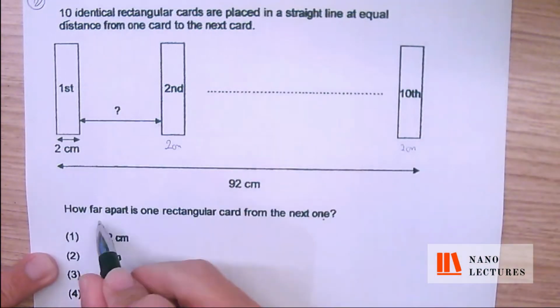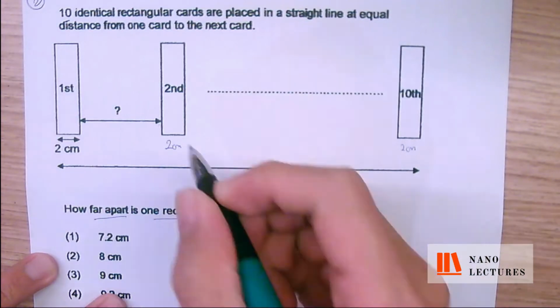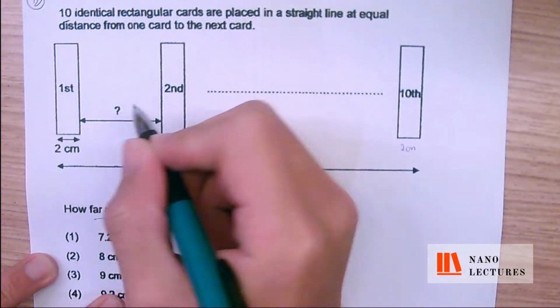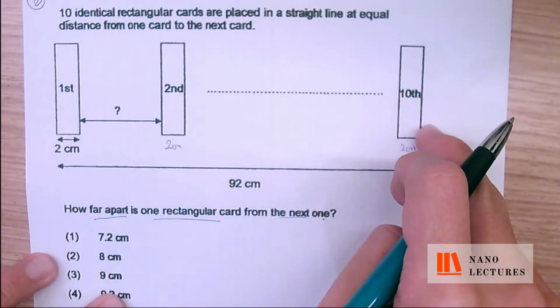Now they're asking for how far apart is one rectangular card from the next one, which means that they're looking for this, which is one question mark. Let's figure it out. There are 10 cards altogether. How many spaces are there in between?